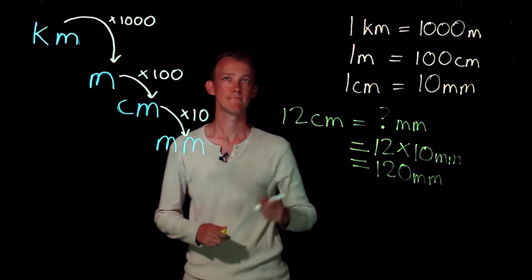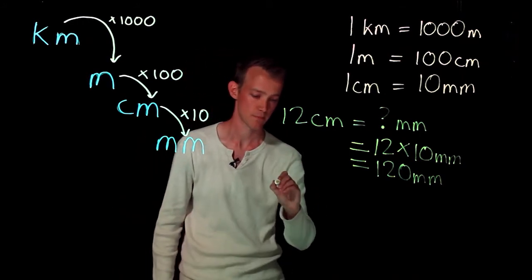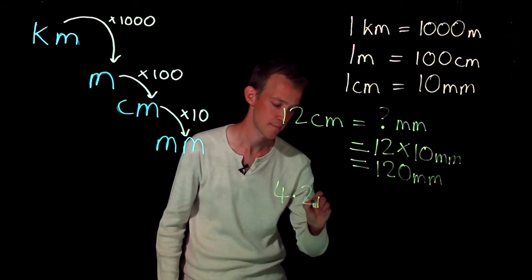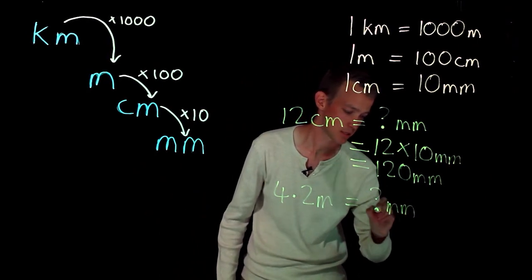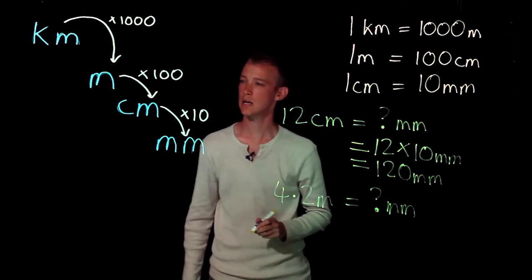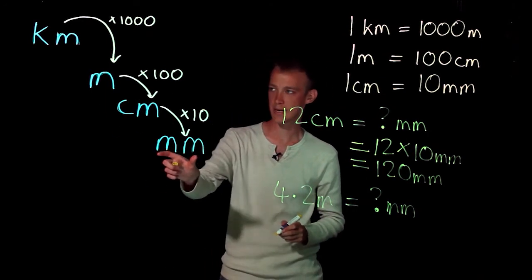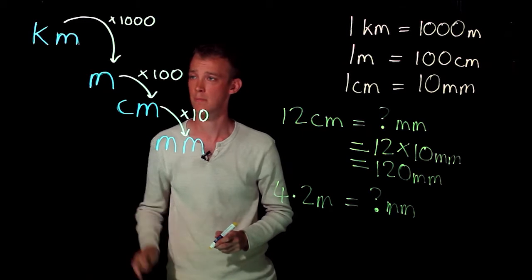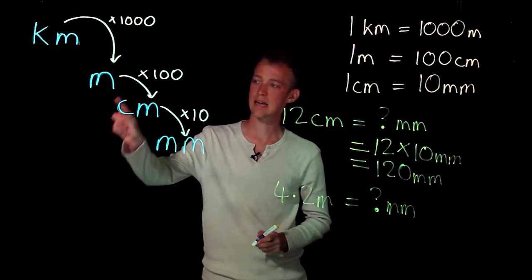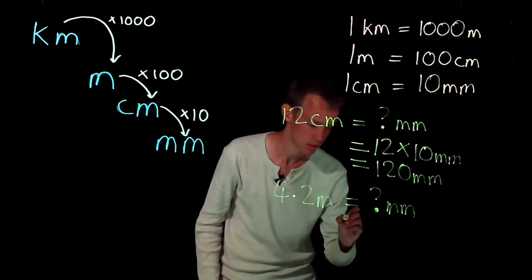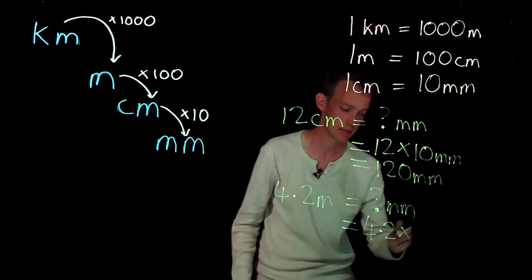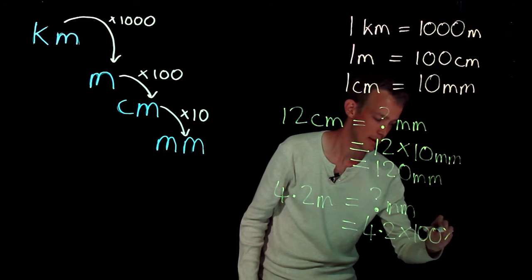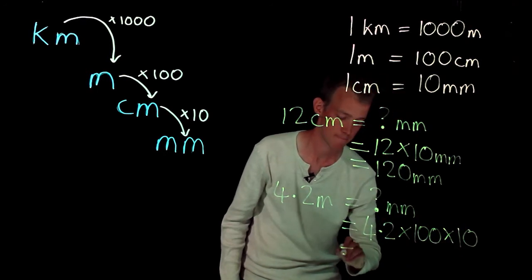4.2 meters into millimeters. 4.2 meters equals question mark millimeters. Right, to go from meters down to millimeters, I need to do 2 steps this time. Multiply by 100 and then multiply by 10. So I'm going to do 4.2 multiplied by 100 and then multiplied by 10.